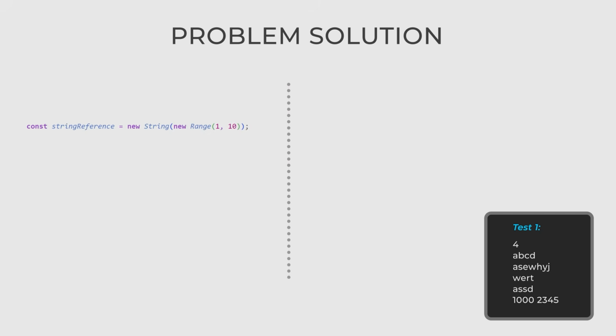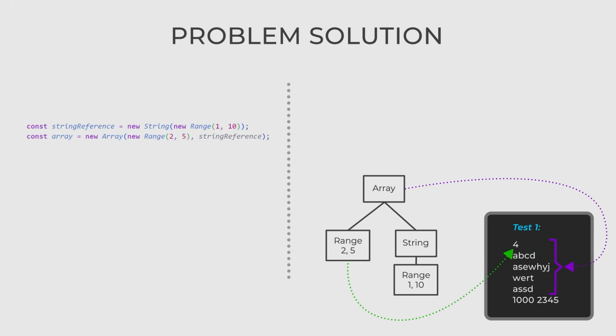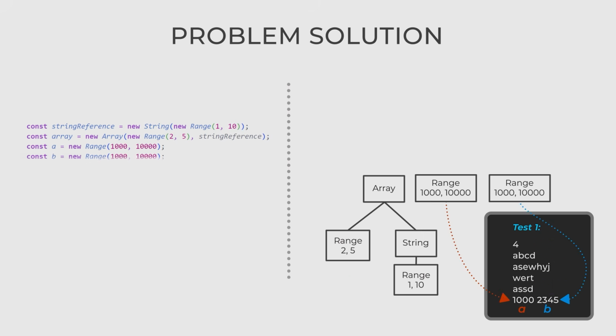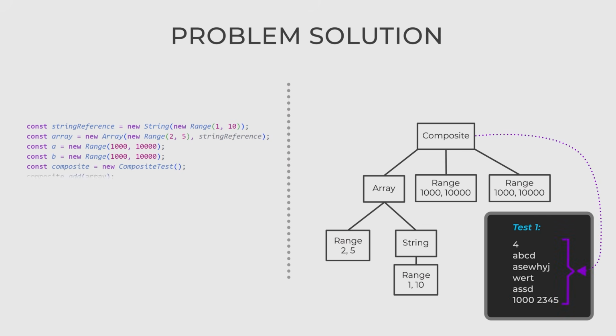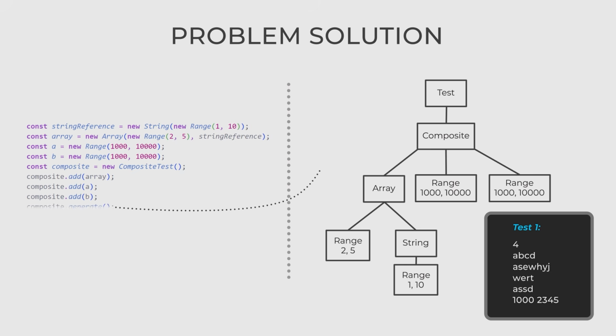First, let's create a string and pass it a range 1 to 10. Next, let's create an array that will accept a range from 2 to 5 and the string we just created. Then, let's create two numbers ranging from 1000 to 10,000. And finally, let's create a composite test and add an array and two numbers to it. Since the composite test inherits the test interface, it can use its generate method to create the entire test.